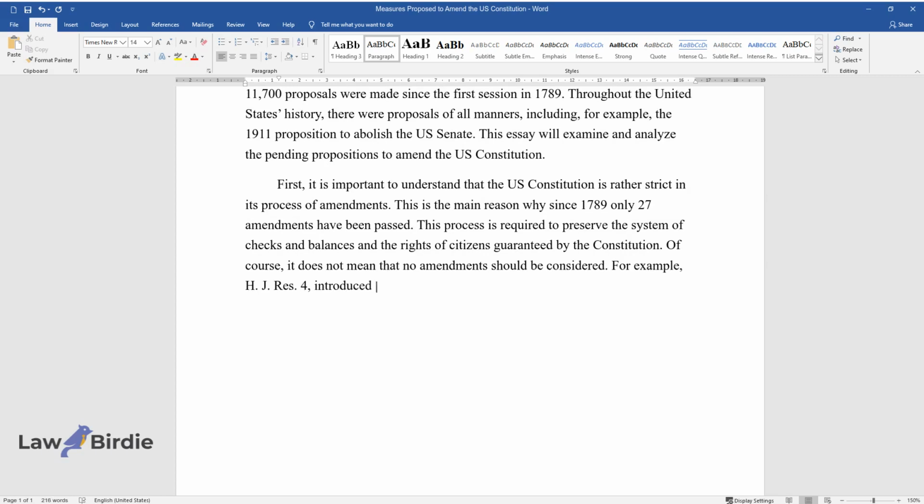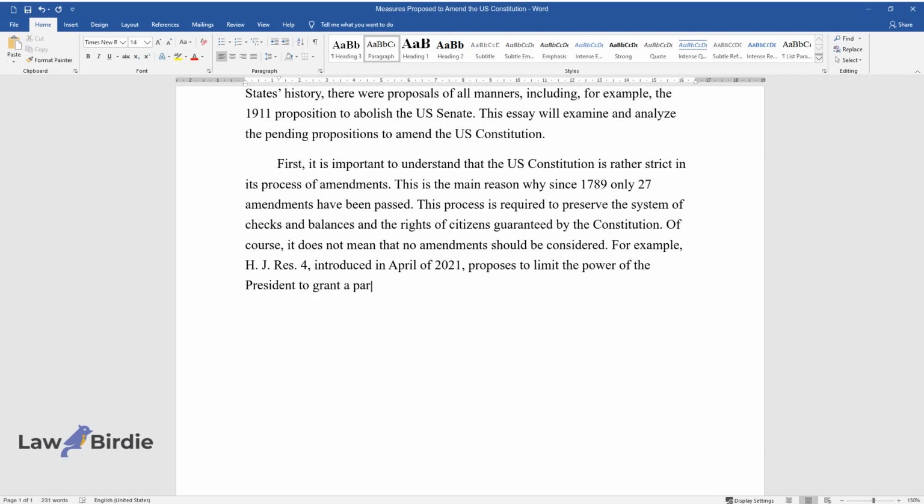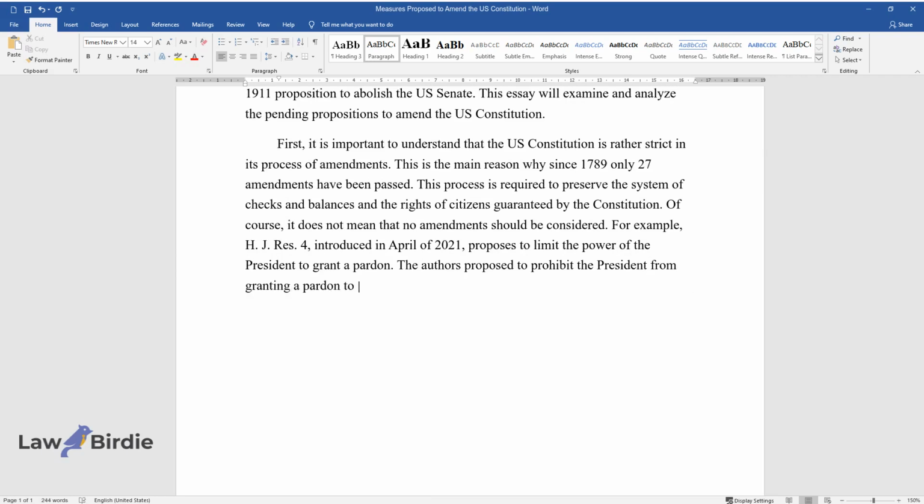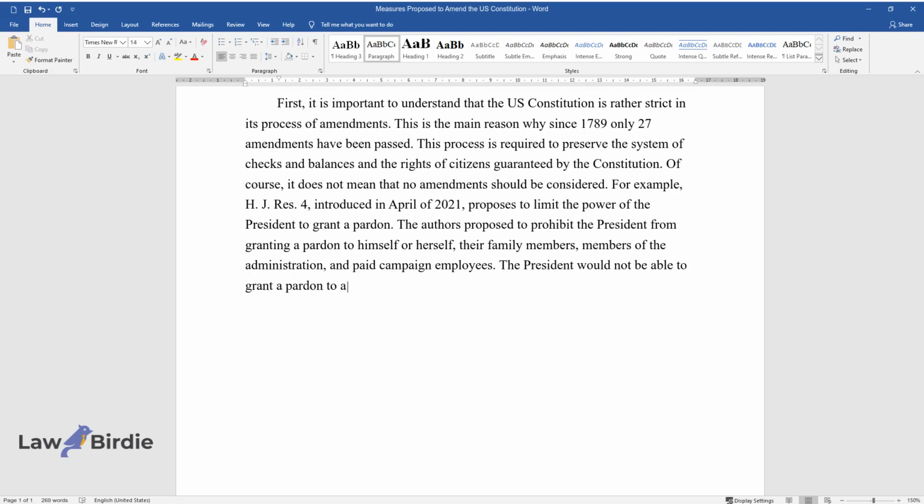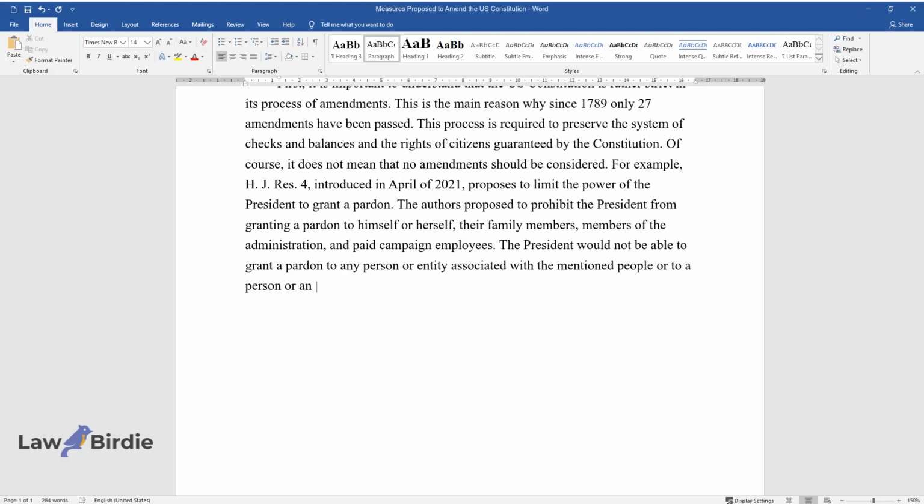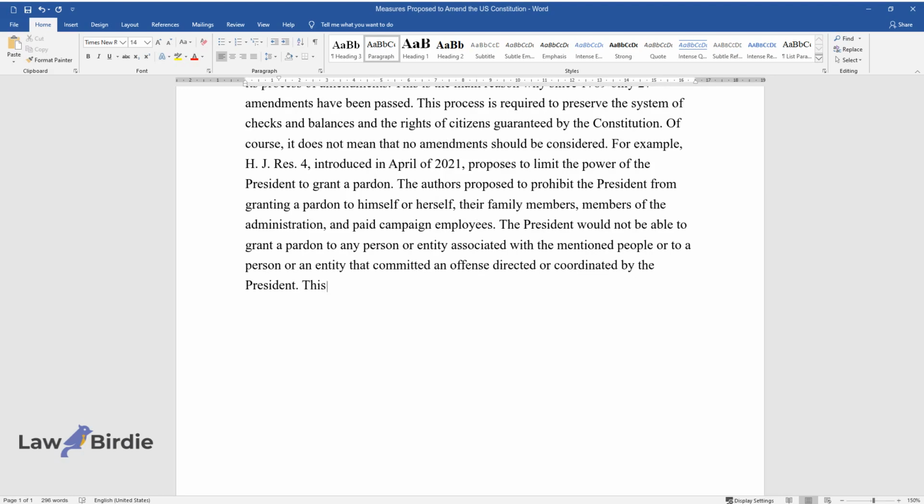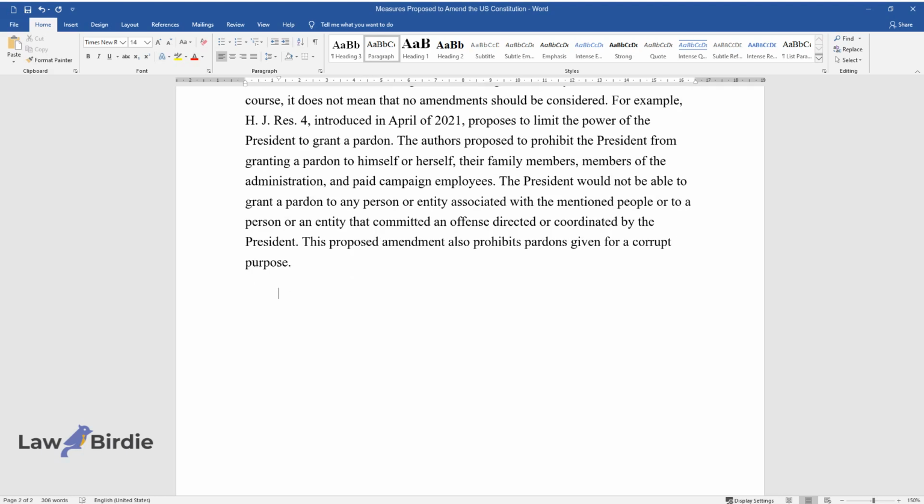For example, H.J. Resolution 4, introduced in April of 2021, proposes to limit the power of the President to grant a pardon. The authors propose to prohibit the President from granting a pardon to himself or herself, their family members, members of the administration, and paid campaign employees. The President would not be able to grant a pardon to any person or entity associated with the mentioned people or to a person or an entity that committed an offense directed or coordinated by the President. This proposed amendment also prohibits pardons given for a corrupt purpose.